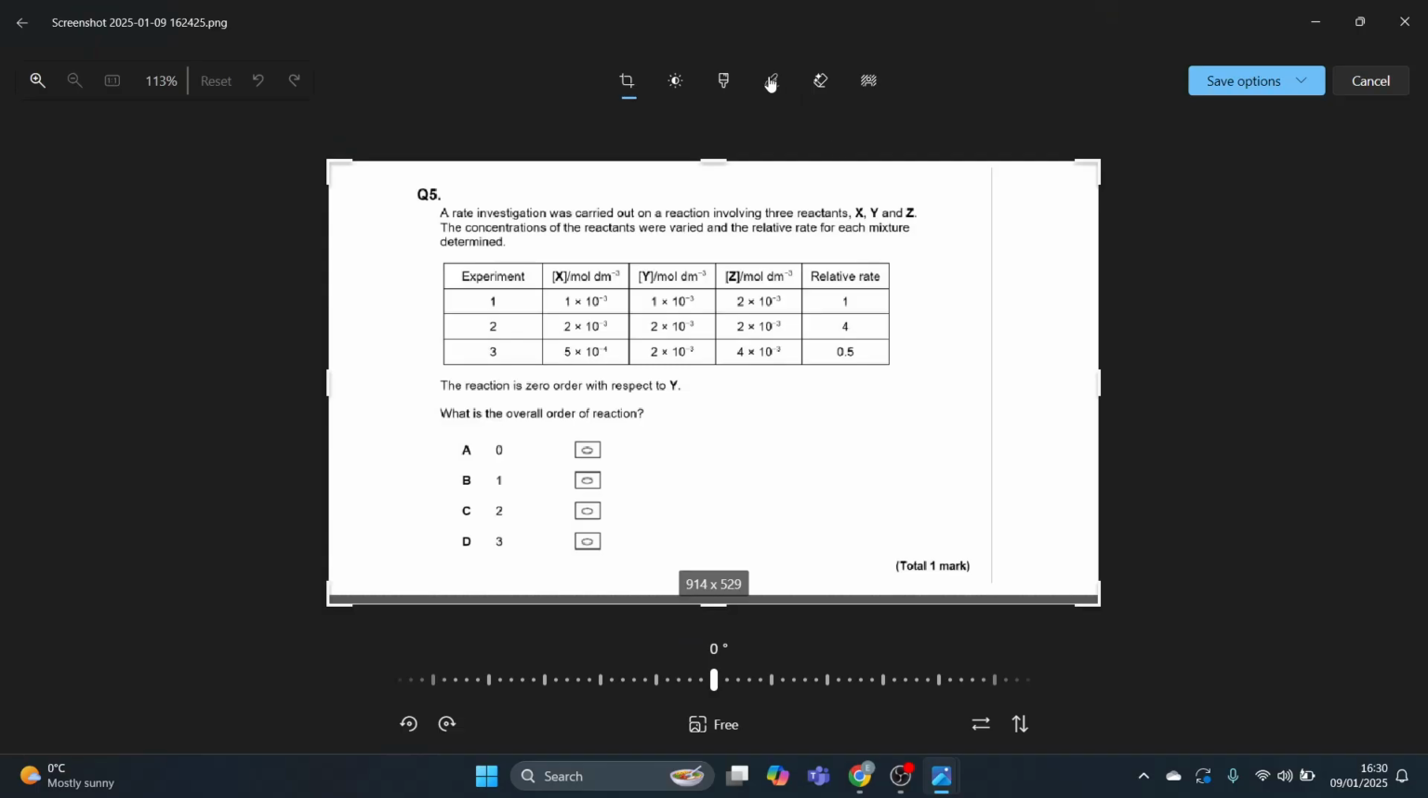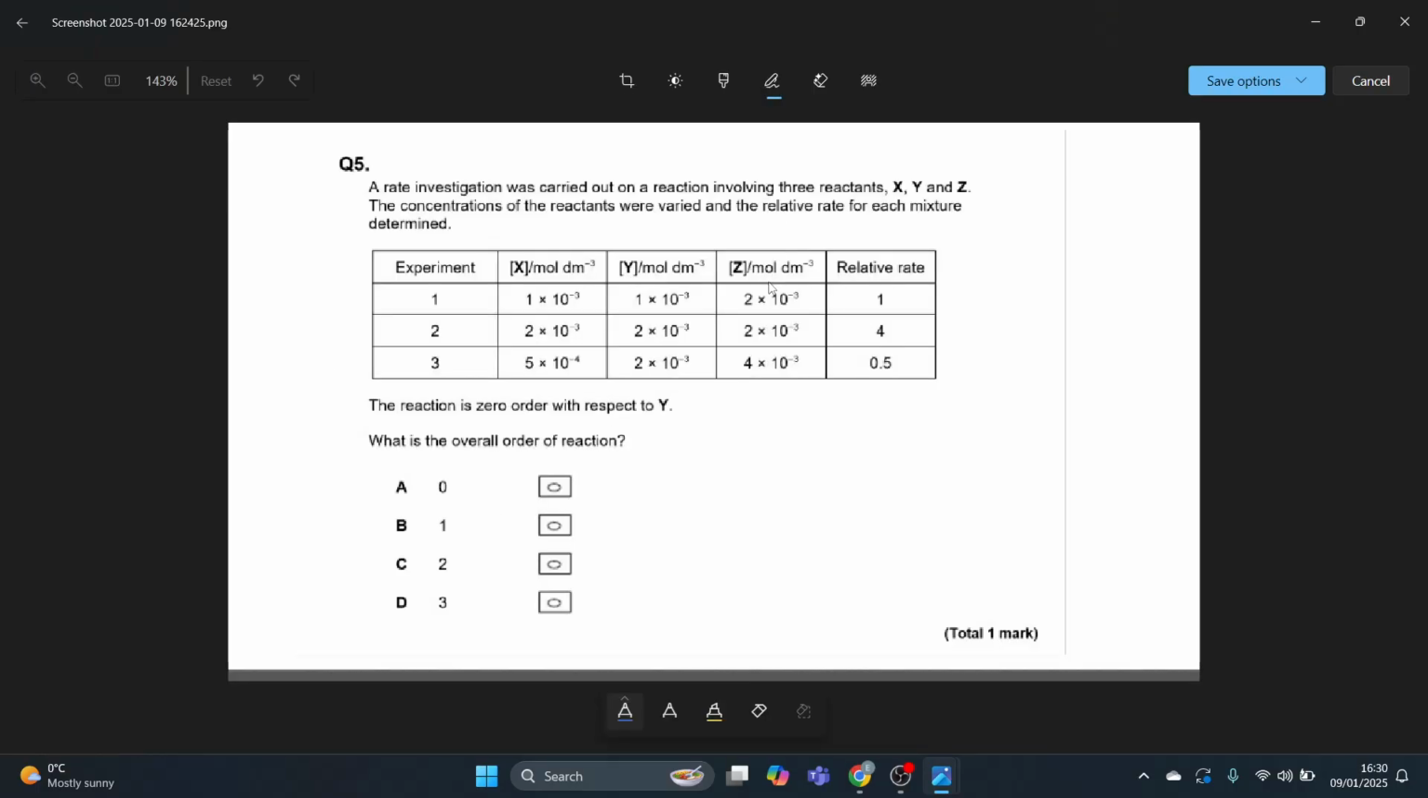Question 5. Okay. A rate investigation was carried out in a reaction involving 3 reactants, X, Y, and Z. The concentrations of the reactants were varied, and the relative rate for each mixture was determined. The reaction is 0 order with respect to Y. What is the overall order of reaction?